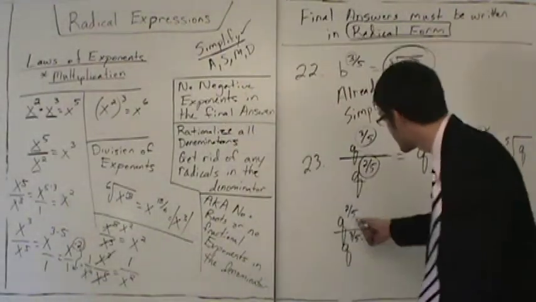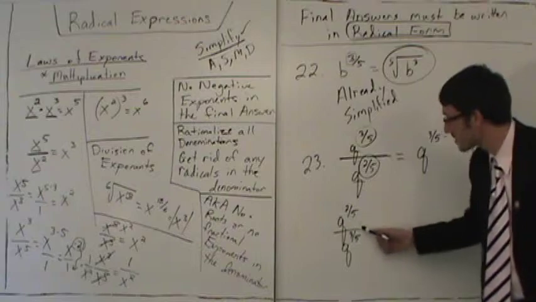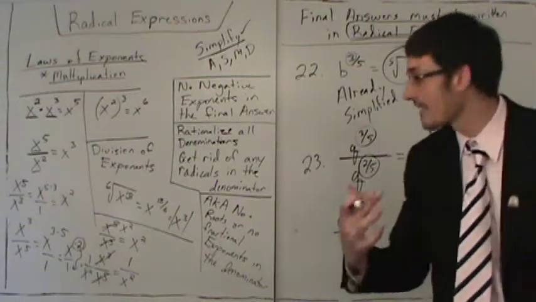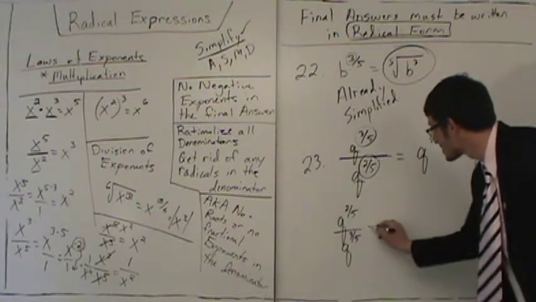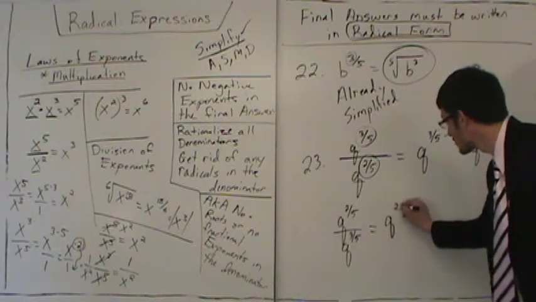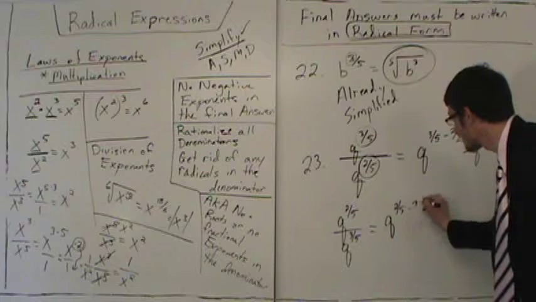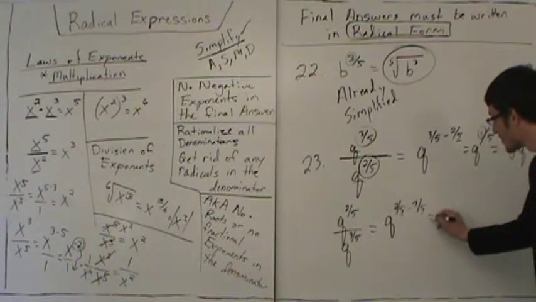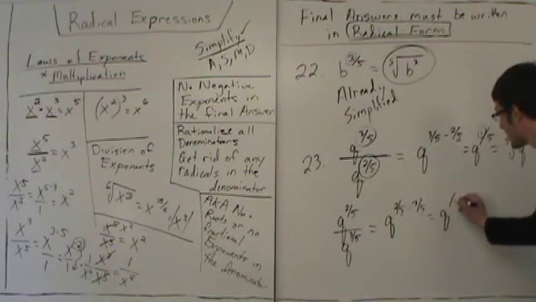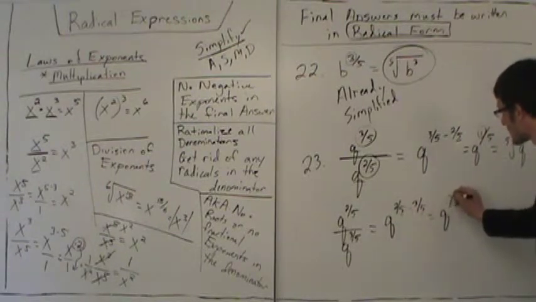So looking here, if we're going to subtract the exponents, where will the result lie after we subtract? The result will lie in the numerator, in the top. So this is q to the 2/5 minus 3/5. Notice that in 2/5 minus 3/5, the denominator matches. The denominator will not change, so we have a denominator of 5. 2 minus 3 gives negative 1.